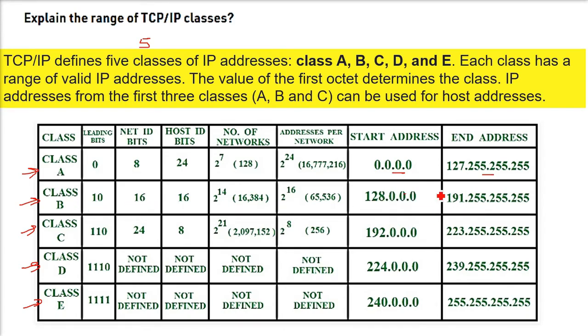Similarly, for Class B, Class C, Class D, Class E. And please observe that the value of the first octet determines the class. The IP addresses from the first 3 classes A, B, C can be used for host addresses, like the computer or laptop in your house. So these are the different classes, and you see that the last 3 octets of the start address are 000, and the last 3 of the end addresses are 255, 255, 255.